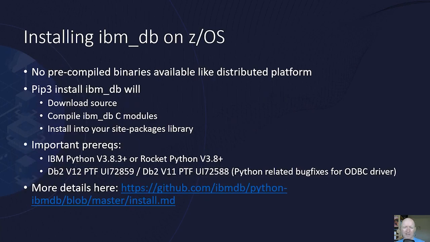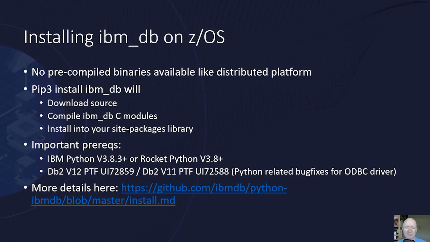So how do you install it? A minor difference to the distributed platform is that there are no pre-compiled binaries available. So you do the same pip install ibm_db, but what will happen now is that the source code is downloaded, then the C modules are compiled, and then the modules are installed into your site-packages library just like normal. But the difference here is that the source is downloaded and compiled.